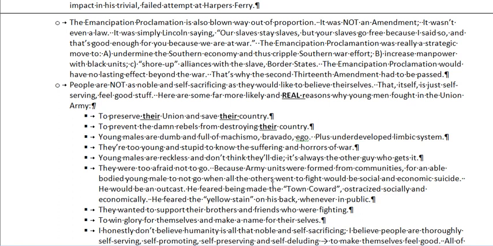You'd be the only one there, right? All the other guys want to go, and you're the sole person who's going to be a little, right? You're going to be an outcast, right? You're going to be the town coward, ostracized socially and economically, right? That person feared the yellow stain on his back whenever in public and forever, right?